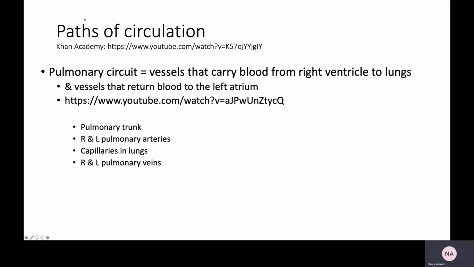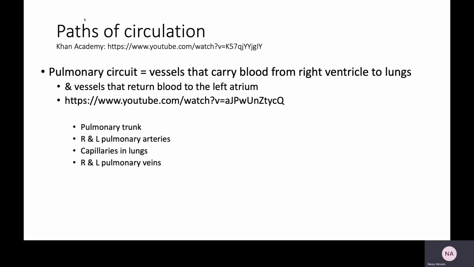We already know about pulmonary circulation. We're talking about the vessels that are going to move deoxygenated blood from the right ventricle, take that off to the lungs, and then return it to the left atrium after the blood has been oxygenated.